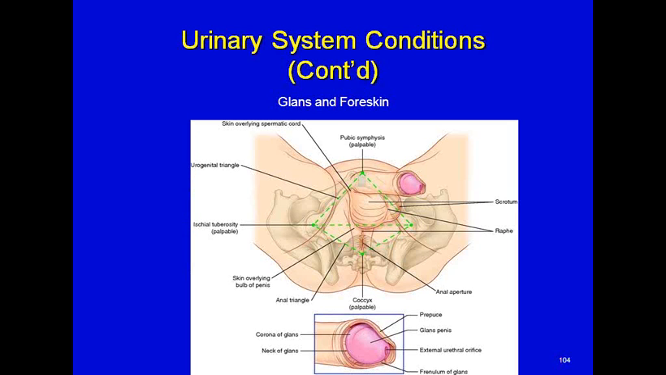And here's just something to show you some sort of visualization of the uncircumcised male with the foreskin over the glands and forming a tight ring around the base of the glands or the head of the penis, which can lead to an infection.